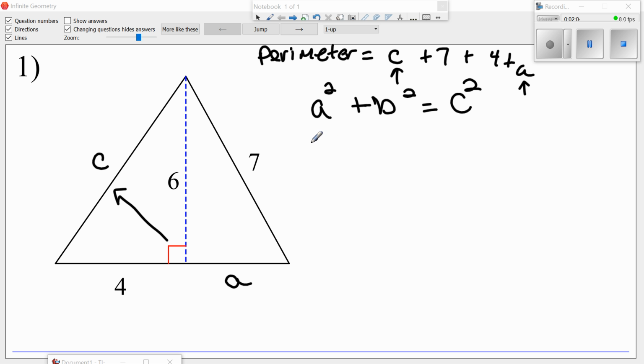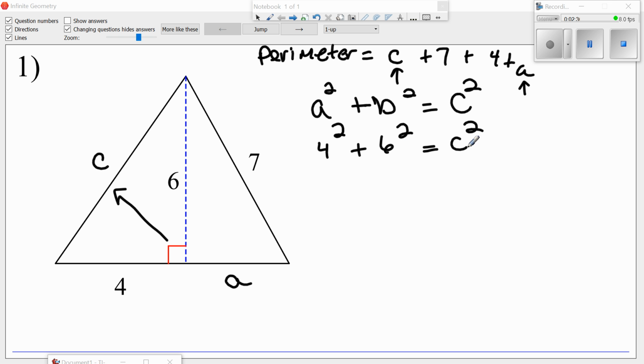Again, I know there's an A over here. Ignore it. This is one triangle over here. Ignore this one and just work on this one right here. So A we're going to call 4 squared. The B is 6 squared. So we're adding them, and it'll equal C squared.